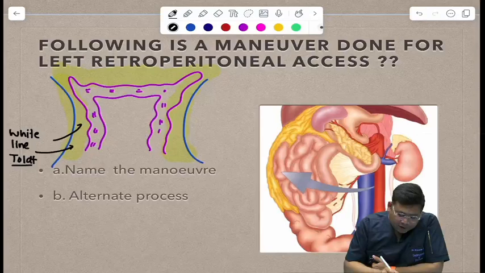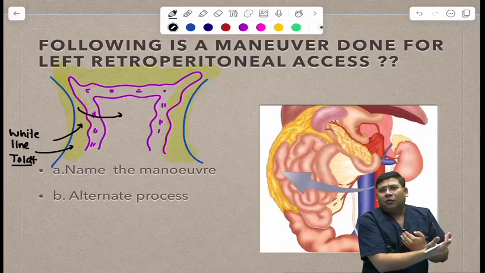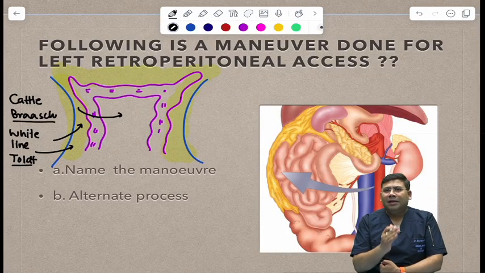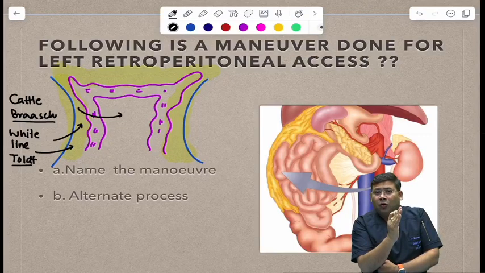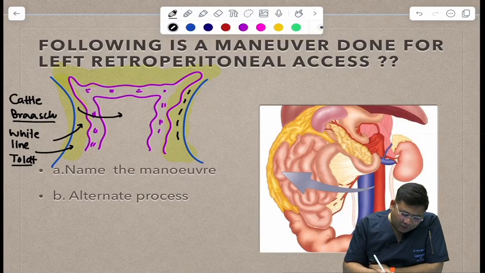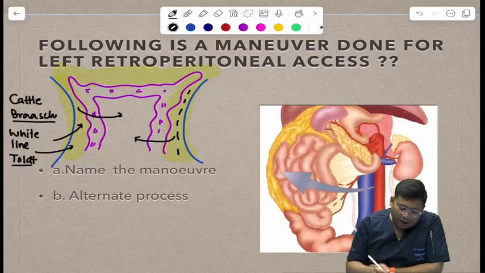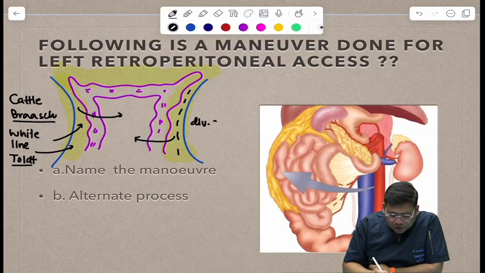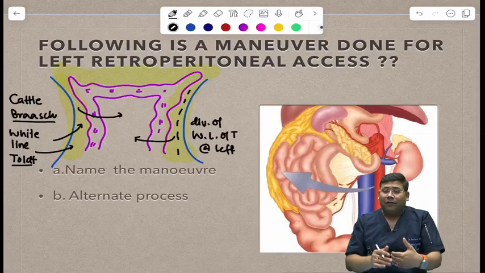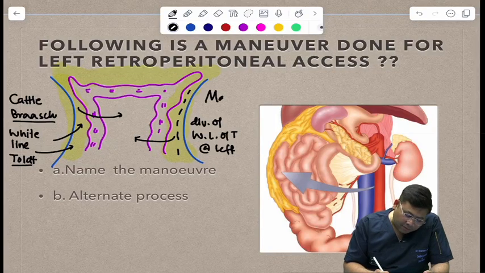So if I want to enter into the right side of the retroperitoneum, I will have to shift the viscera towards the left, and that is what is known as the Cattell-Braasch maneuver. So what is a Cattell-Braasch maneuver? When you mobilize the right-sided colon towards the left, this is known as Cattell-Braasch. Now in this case, you are dividing the white line of Toldt and entering into the right retroperitoneum. So remember, division of the white line of Toldt along the left to enter into the left side. This is known as the Mattox maneuver.